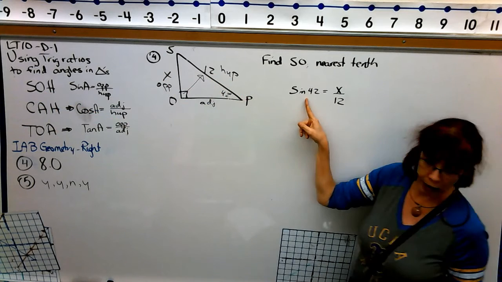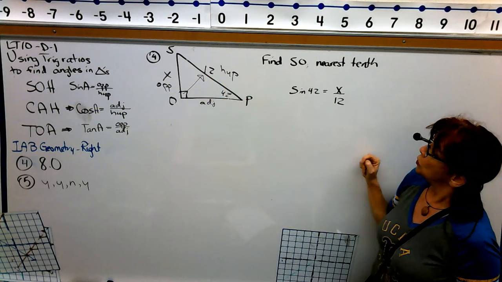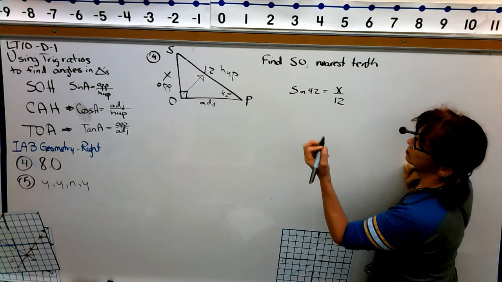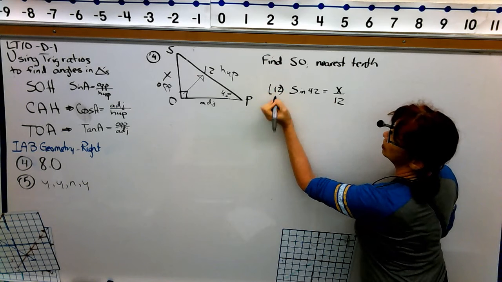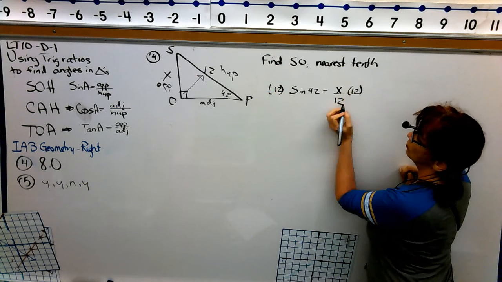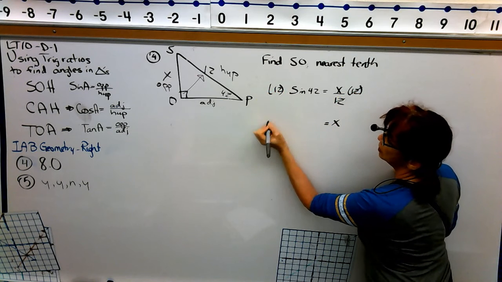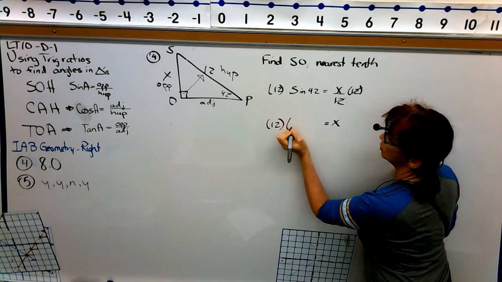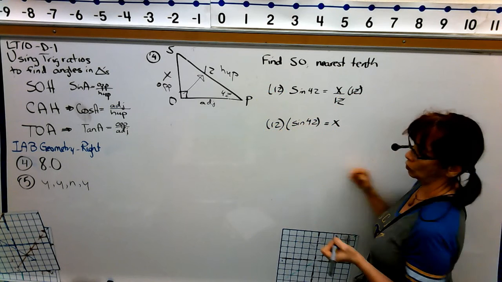So that means, notice I can multiply both sides by 12, right? And that gets rid of the 12. So x, the thing I'm trying to find, is 12 times the sine of 42 degrees, which you can do in your calculator, right? Calculator, what's the sine of 42? Give it to me in 4 decimals.